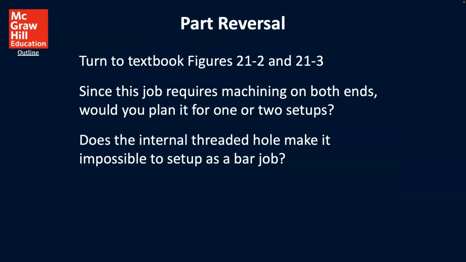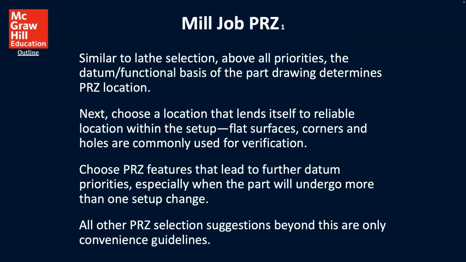What about part reversal? If you look in the textbook for this chapter, you'll get some ideas of this. For the original text, that's figure 21.2 and 3, so it'd be figure 2 and 3 for this particular chapter in the textbook that we've modified for this class. Since this job requires machining at both ends, would you plan for 1 or 2 setups? Does the internal thread holes make it impossible to set up as a bar job? These are the things that need to be thought about, the capability of the machine that you're using and stuff like that.